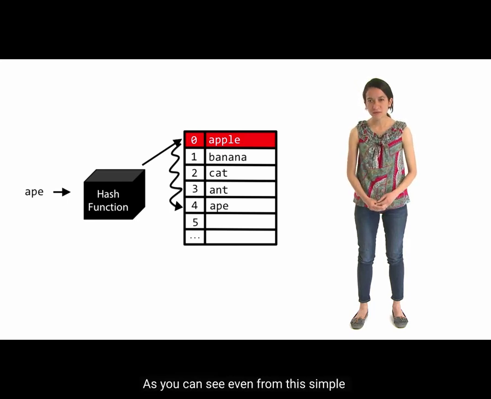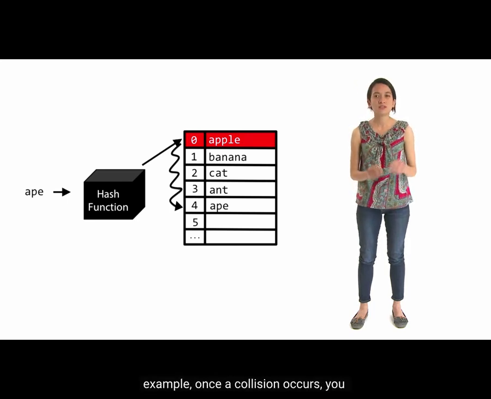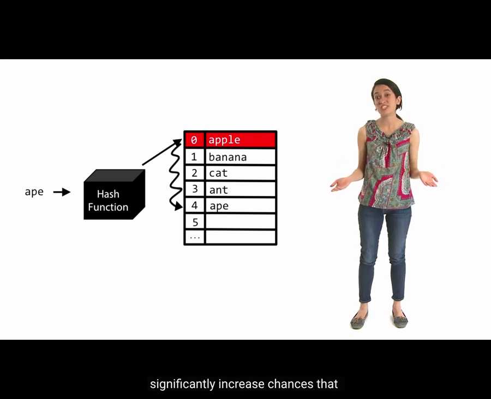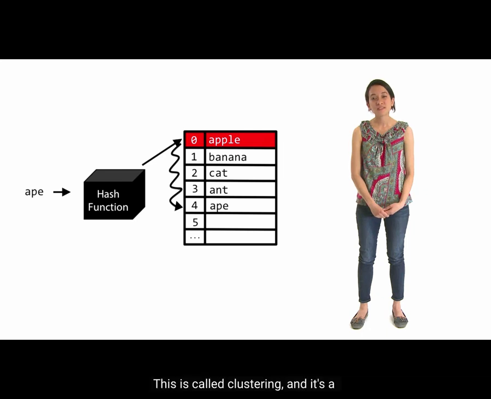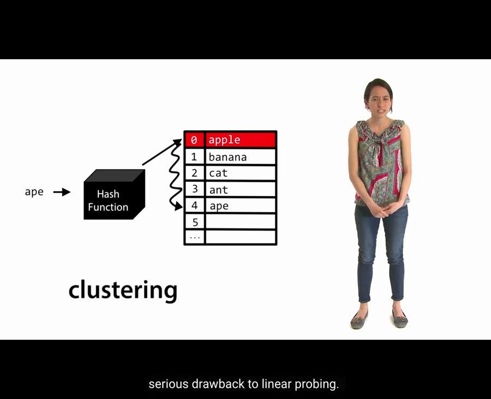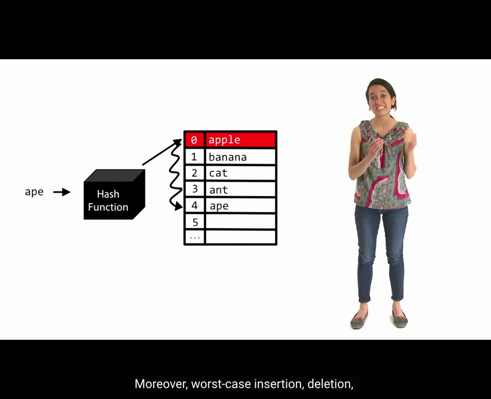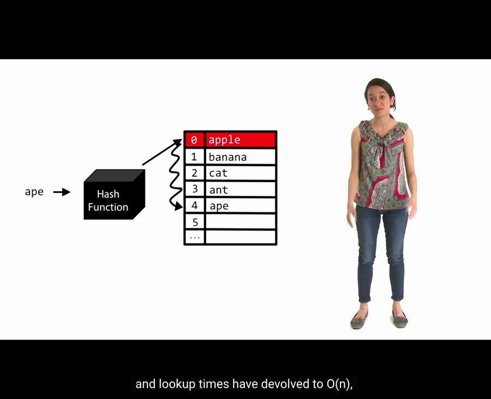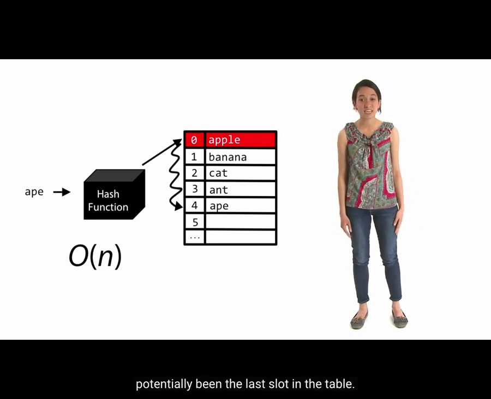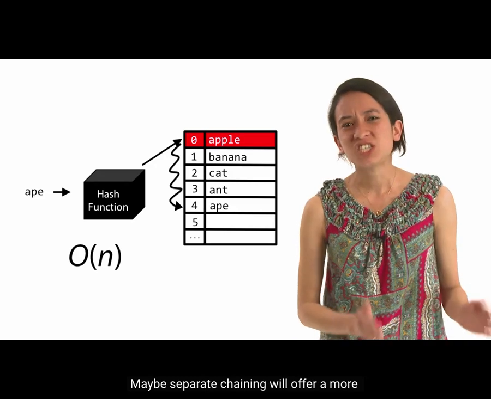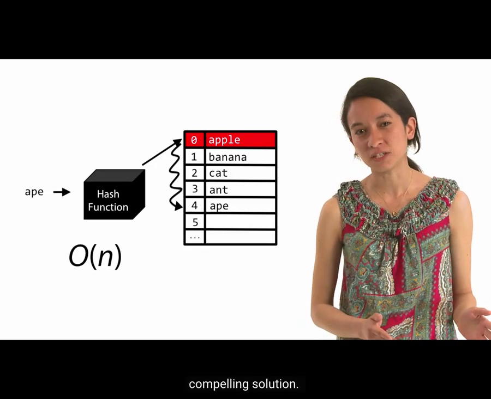As you can see, even from this simple example, once a collision occurs, you significantly increase chances that another collision will occur in the same area. This is called clustering, and it's a serious drawback to linear probing. Moreover, worst-case insertion, deletion, and lookup times have devolved to O of n, as the next available slot could potentially have been the last slot in the table. Maybe separate chaining will offer a more compelling solution.